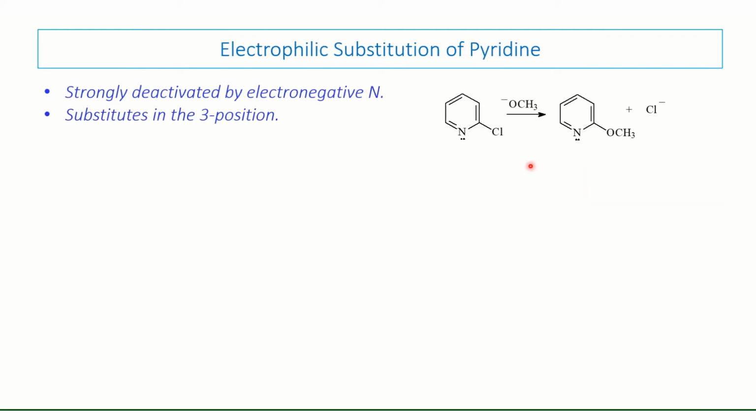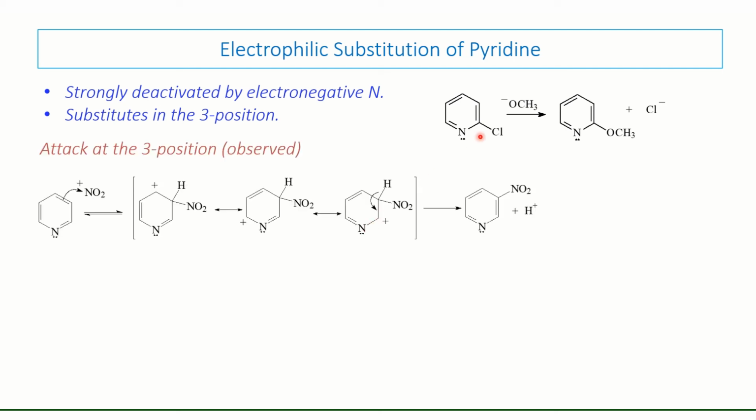If we look at, for example, pyridine, let's look at first of all the electrophilic substitution, but we have a diagram here that is showing you nucleophilic substitution. So what we should do is get rid of this diagram.